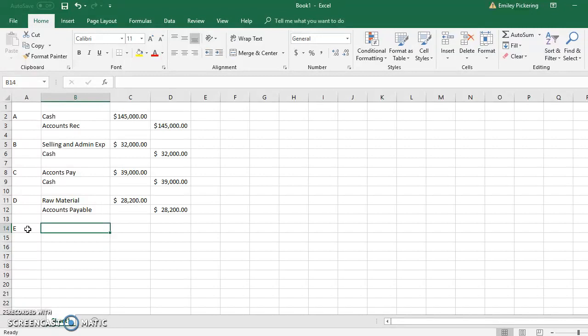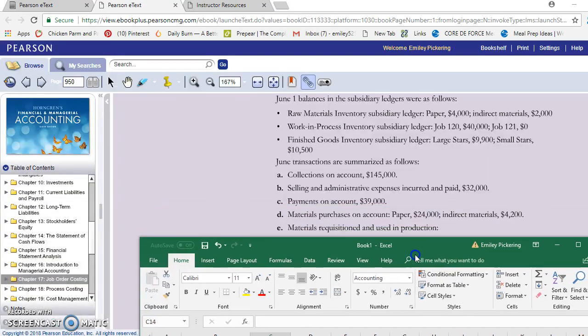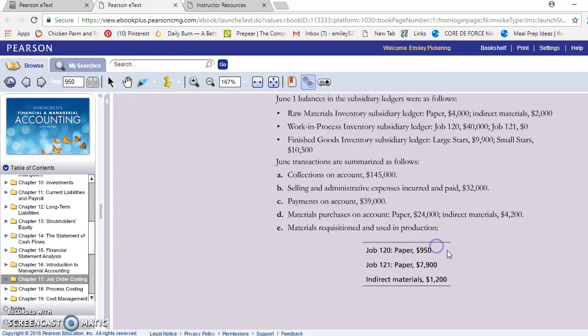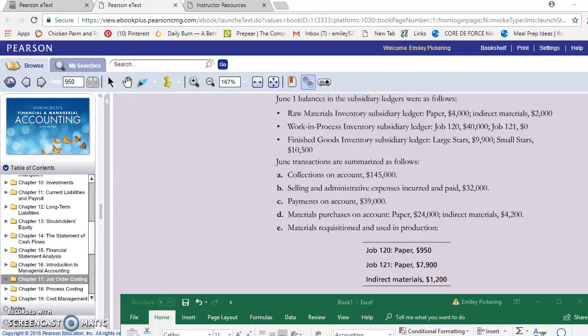we are going to increase our work in process and for our inventory and our overhead. So remember, if it's direct materials, it's going to go to work in process. If it's overhead, or if it's an indirect material, it's going to go into overhead. So our work in process inventory. So let's talk about what that's going to be. So our work in process inventory is going to be our paper and our paper.